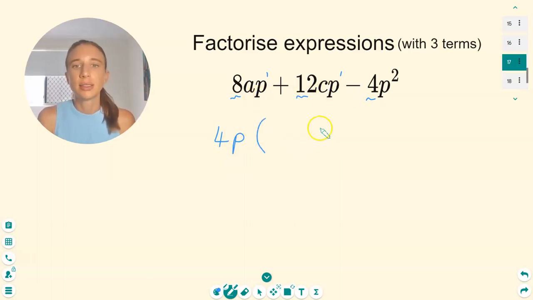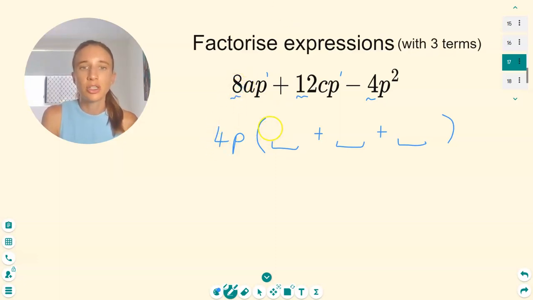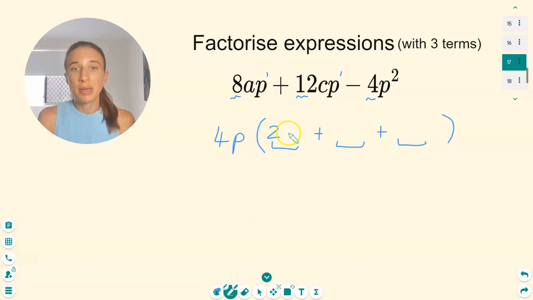We're ready. This time there's actually a few terms. Don't let it freak you out. We just follow the process. 4p times what gives me 8ap? Check your coefficients. 4 times what gives me 8? 2. 4 times 2 gives me 8. So now we've got 4p times 2. We're at 8p. We need to incorporate an a. And then we'll multiply that out and get 8ap.